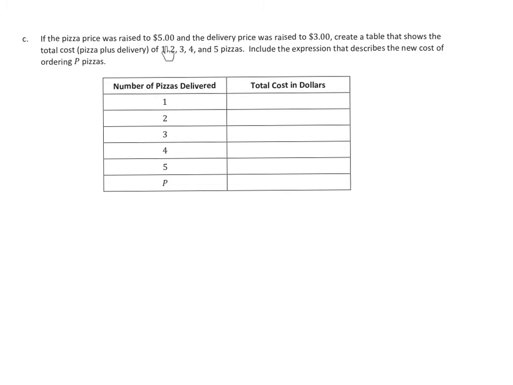So what are we doing there? Are we adding or multiplying? All right, so we're doing P times 5, or we can just write that as 5P. And then how much are we adding every single time, no matter what? That's right, we're adding the $3 because it's a consistent addition to the cost of the pizzas. So now we can just do 5 times 1 plus 3, 5 times 2 plus 3, 5 times 3 plus 3, 5 times 4 plus 3, so on and so forth.